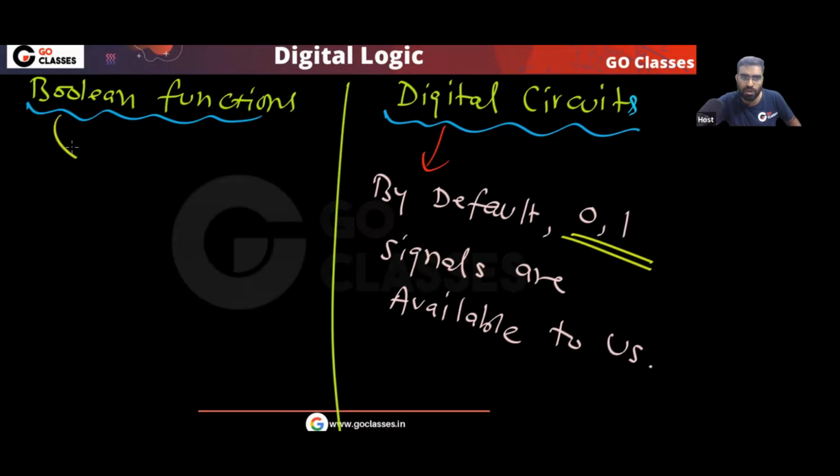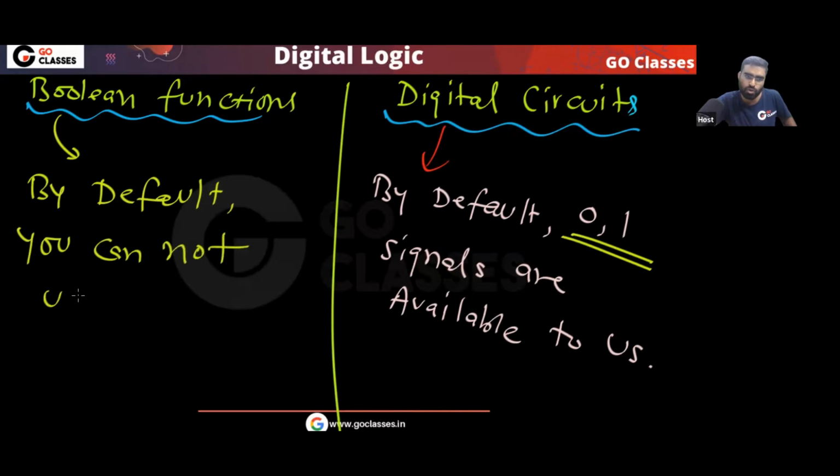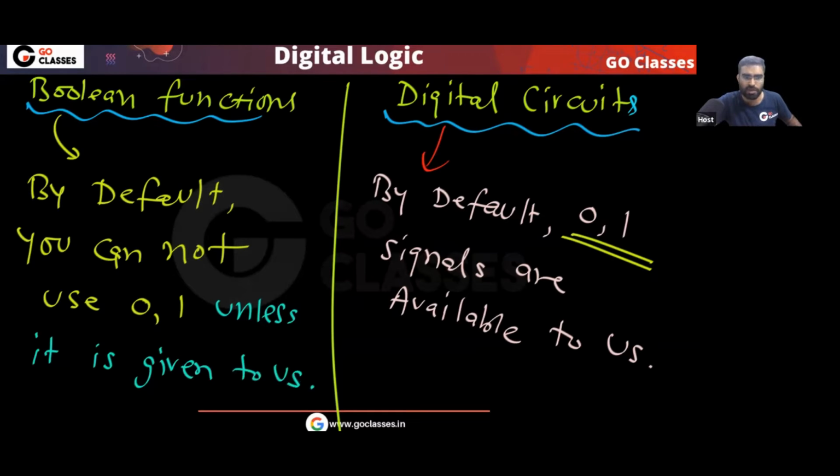But in Boolean functions, by default, these signals are not available. Is this clear? By default, you cannot use 0, 1, unless it is given to us. Is this clear? Please tell me. Did you understand what I'm saying?